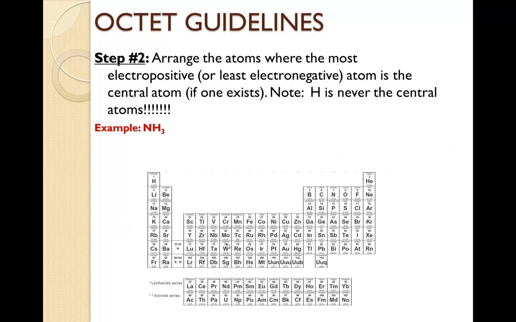Arrange the atoms where the most electropositive or least electronegative atom is the central atom, if one exists. So if there's only 2 atoms there won't be a central atom. Hydrogen is never the central atom. That's really important. So hydrogen will not be the central atom. Nitrogen will be. And I'm going to arrange it like it's a box around it. I haven't put any of the dots there yet. That's going to be the next step.